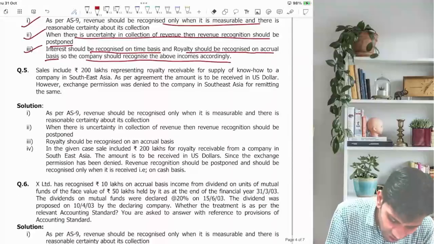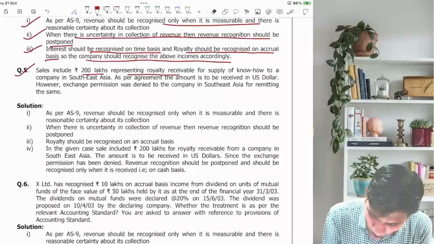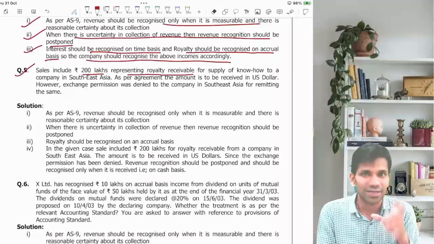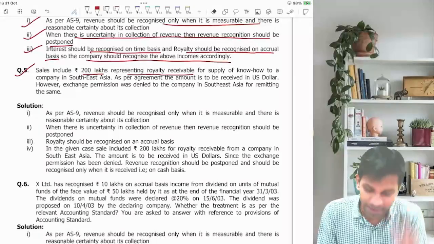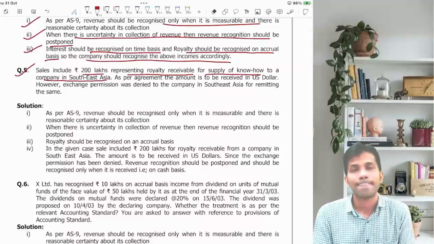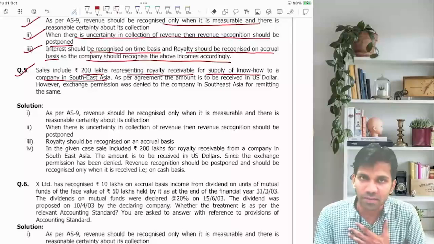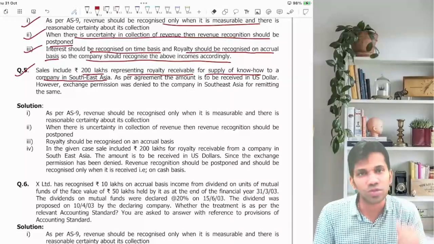Let's go to the next question. Question number 5. Sales include 200 lakhs representing royalty receivable. So my sales include rupees 200 lakhs in the name of royalty receivable for supply of know-how to a company in Southeast Asia, which is receivable from companies located in Southeast Asia.